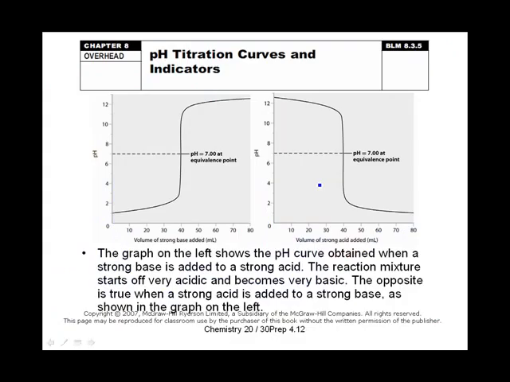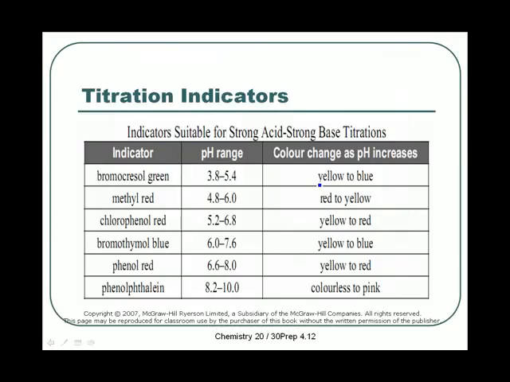So here's a summary. The graph on the left shows a pH curve obtained when we mix the base added to the acid. The curve on the right is the opposite. And so we said anything that changes color between about a pH of 3 and 10 is suitable for strong acid-base titration. So any of these indicators could be used when we're doing a strong acid, strong base titration to make our endpoint be relatively close to our equivalence point.